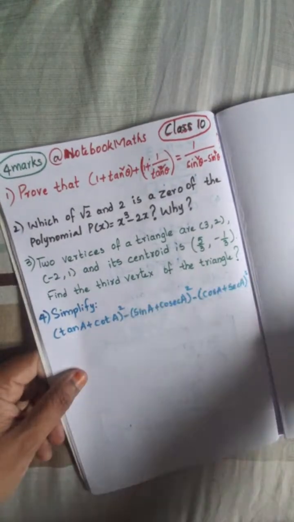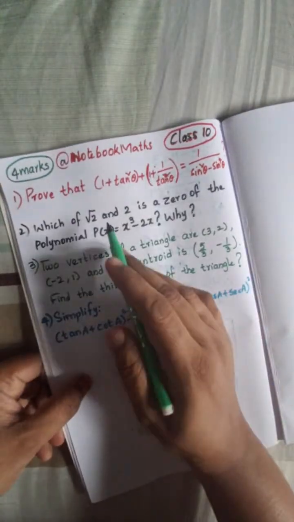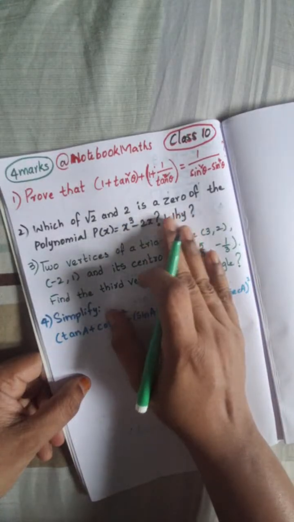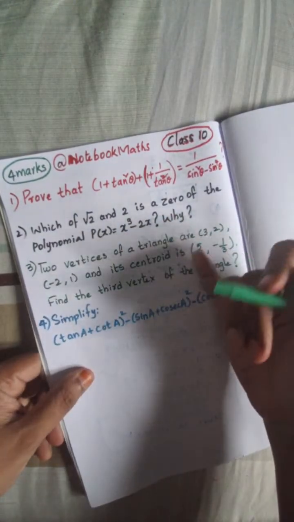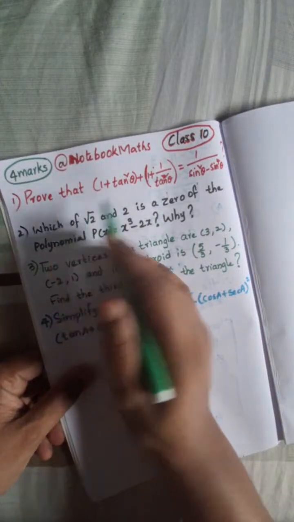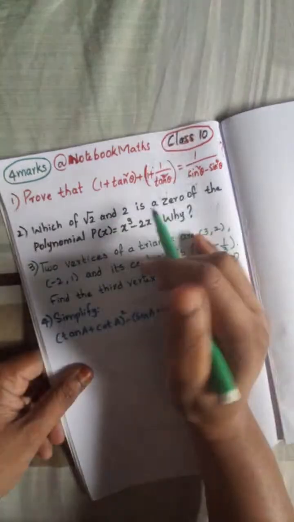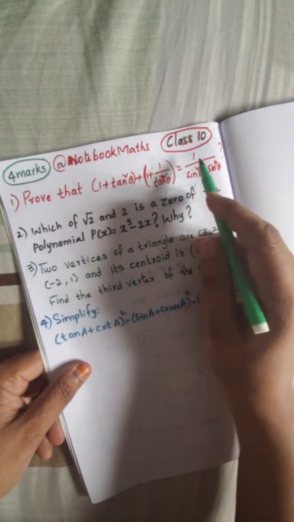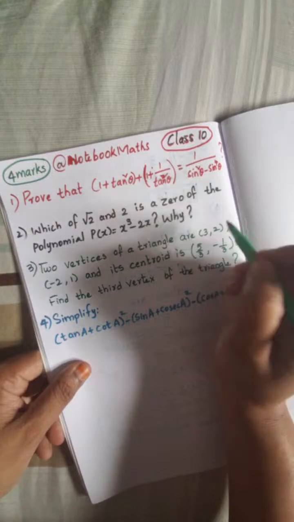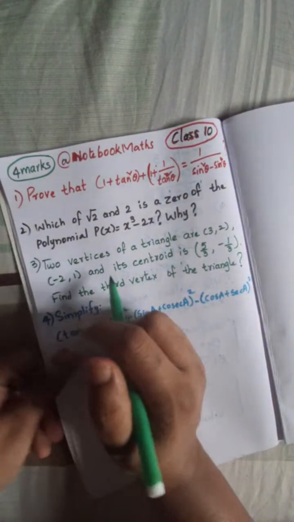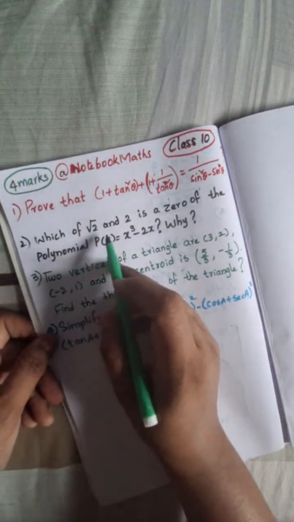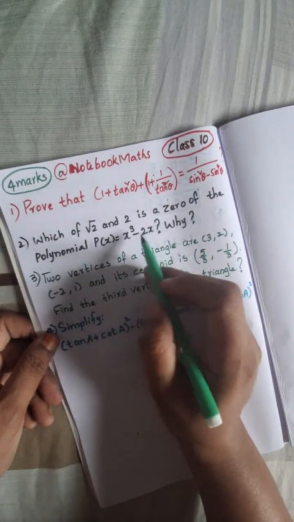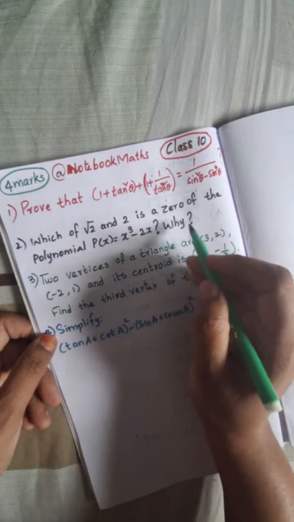Here I have written 4 important questions, previously asked in many board exams. So please watch the complete video. First question: prove that (1 plus tan square theta) plus (1 plus 1 by tan square theta) equals 1 by (sin square theta minus sin power 4 theta). Another question: which of root 2 and minus root 2 is a zero of the polynomial p of x equal to x cube minus 2x, and why?